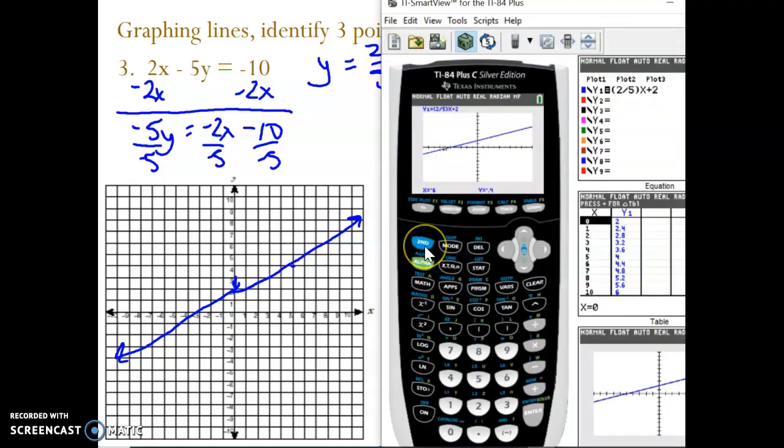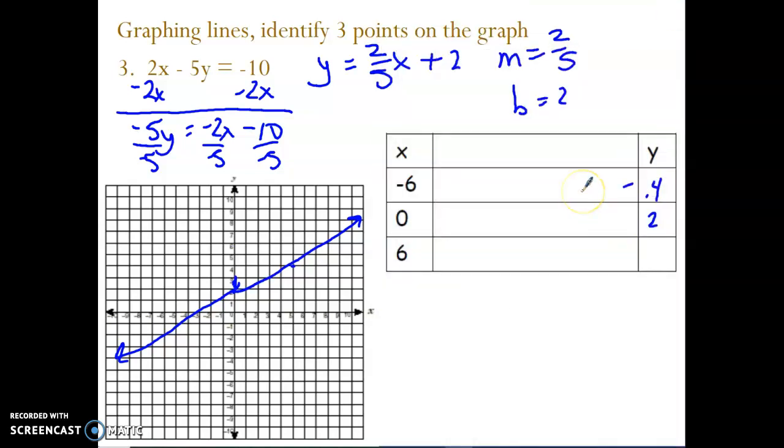All right, now let's do +6. So second trace to get to the calculate screen, hit enter. And this time I'm going to tell the calculator +6. And you see the value it gives me right here for y, 4.4. All right, so let's write that in our box over here, +4.4. And it's okay to use your calculator on these also.